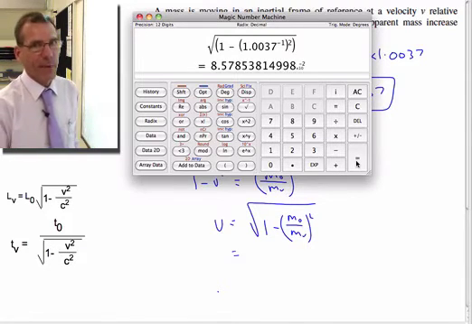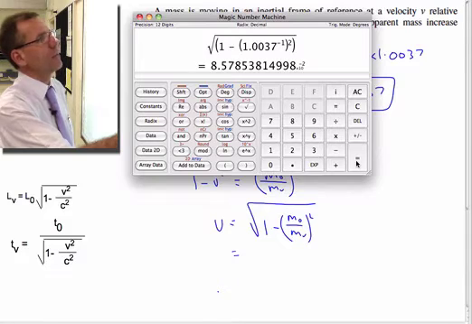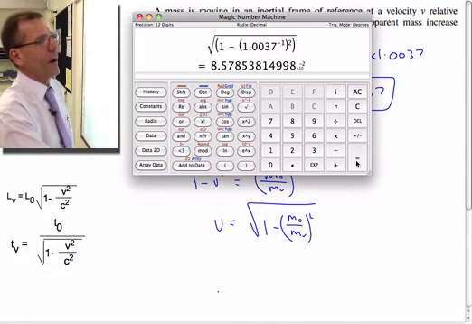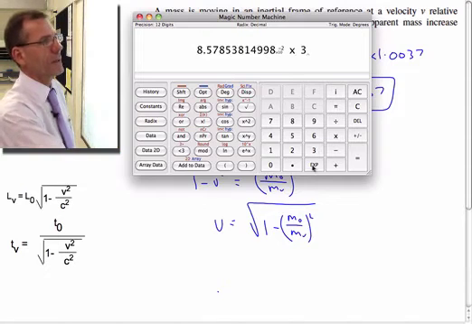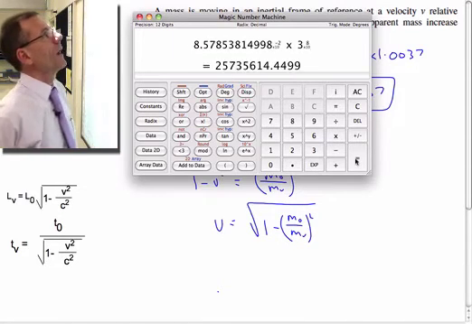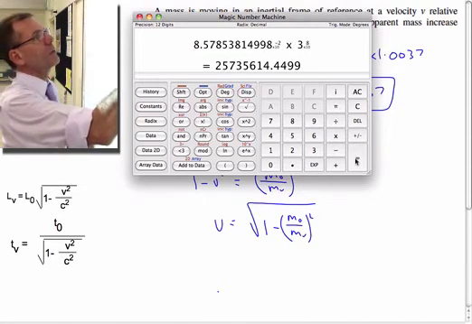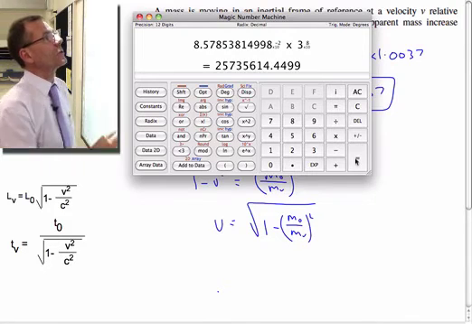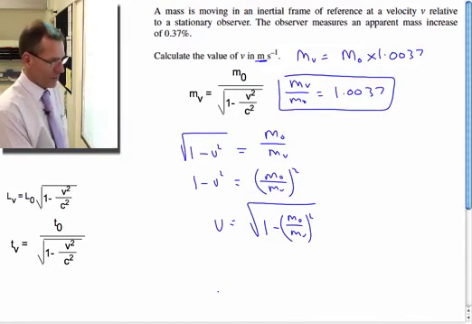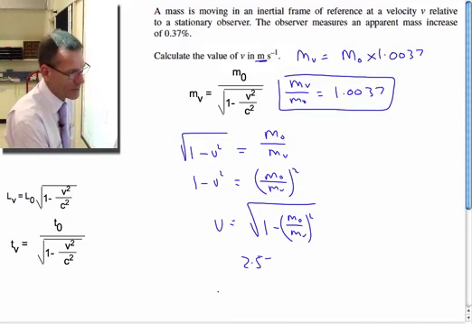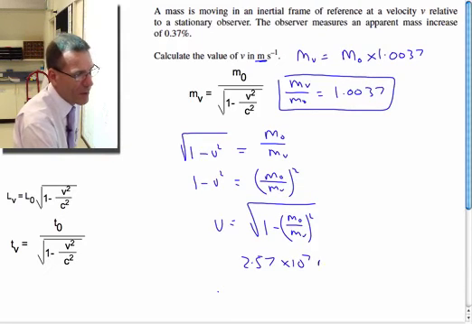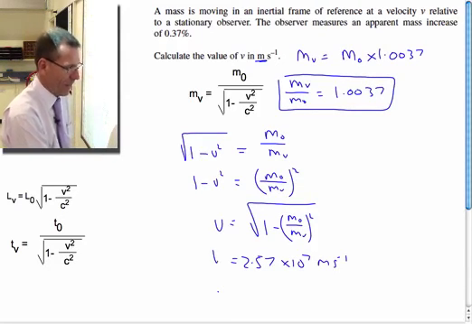And now I want to get that into meters per second, so very simply I'm just going to multiply that by the speed of light, 3 by 10 to the 8 meters per second, and that's going to give it to me in meters per second. So that is 2.57 times 10 to the 7 meters per second, and there's my velocity.